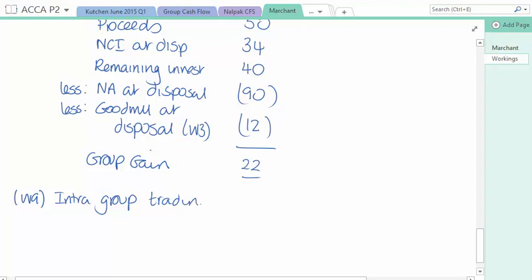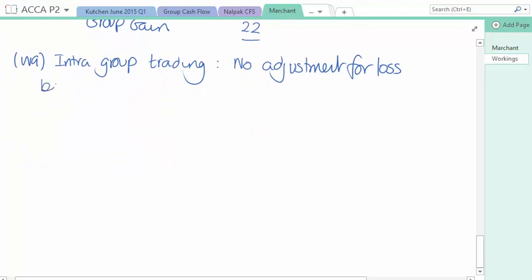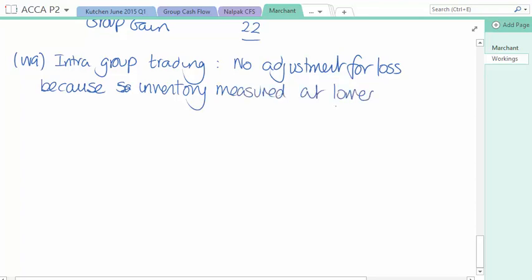intragroup trading, no adjustment for the loss because inventory is measured at the lower of cost and NRV. And because we've sold them at a loss, we've reduced the value to NRV. So that deals with note 4.